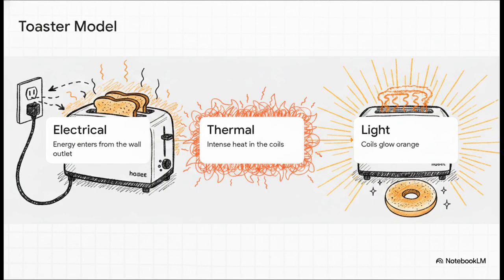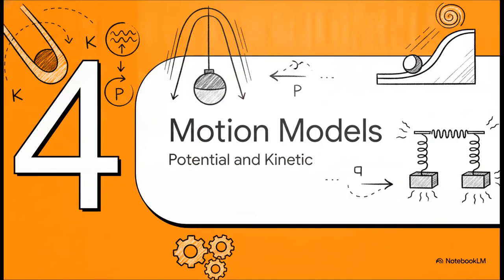This time, our system is your everyday kitchen toaster. The energy enters our system as electrical energy from the wall outlet. That electricity flows right into the wires inside the toaster, where it transfers into intense thermal energy in the heating coils, which is what toasts your bread. But wait, there's more. If you look inside a toaster while it's on, notice how those coils glow a bright orange? That means some of that thermal energy is also transferring into light energy. The energy from a power plant miles and miles away is now perfectly browning your bagel through a series of very predictable transfers. Next up, section 4, motion models.